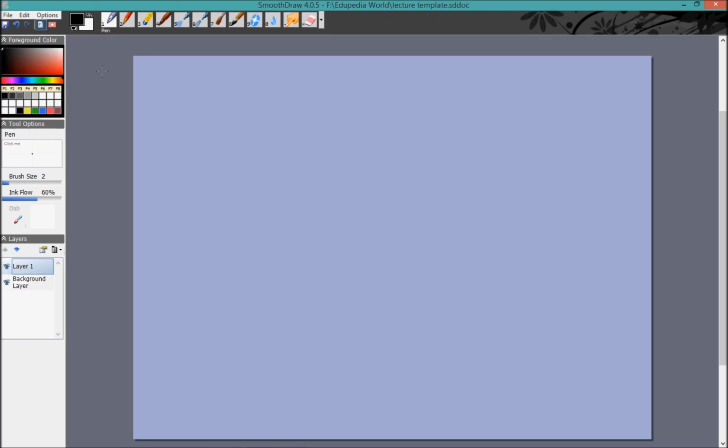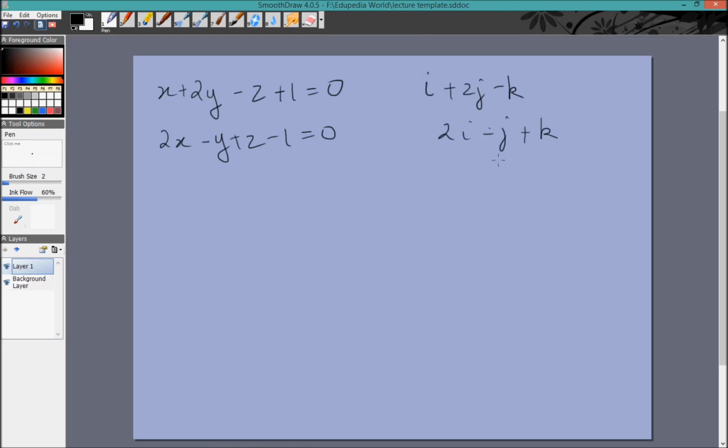The planes given to me are x plus 2y minus z plus 1 is equal to 0 and 2x minus y plus z minus 1 is equal to 0. So we know that the vector normal to the first one is i plus 2j minus k, and the vector normal to the second one is 2i minus j plus k. Right. So the vector which is parallel to both these planes will be perpendicular to both these vectors. Right. How do you find a vector which is perpendicular to two vectors? You just take their cross product and it will be a scalar multiple of that.